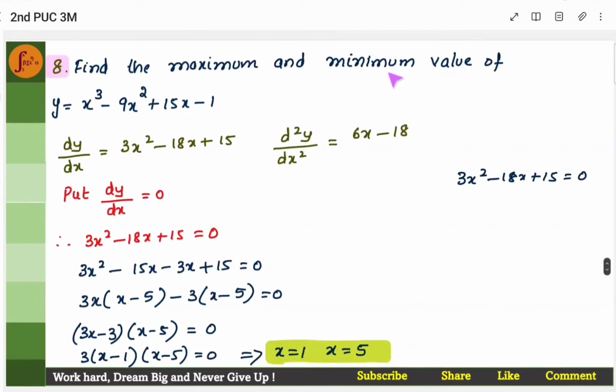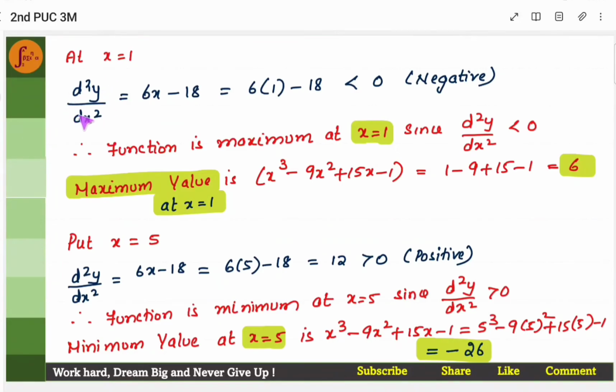Next one, find the maximum and minimum value of this particular expression. Same steps. First find the single order derivative, equate it to 0, get the value of x. Now take this value of x. Now you find the double order derivative, second order derivative, take this value of x, substitute, see if it's less than 0 or greater than 0. Here it is less than 0, that means it's maximum. Now you need to find the value. So again, put x is equal to 1 in the original function. When you put this value of x in the original function, you'll get the maximum value.